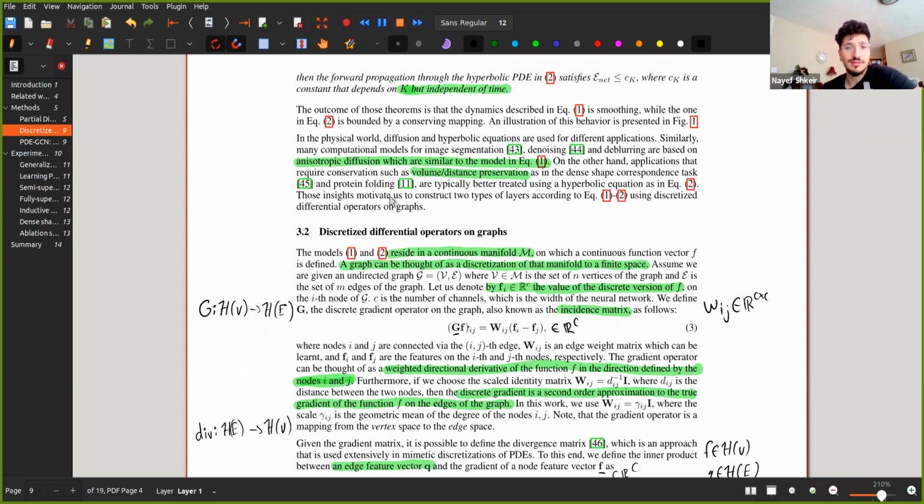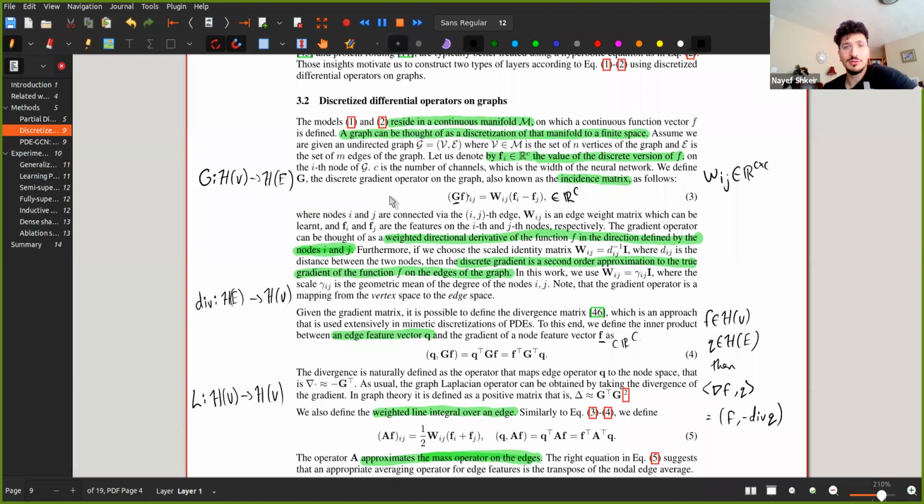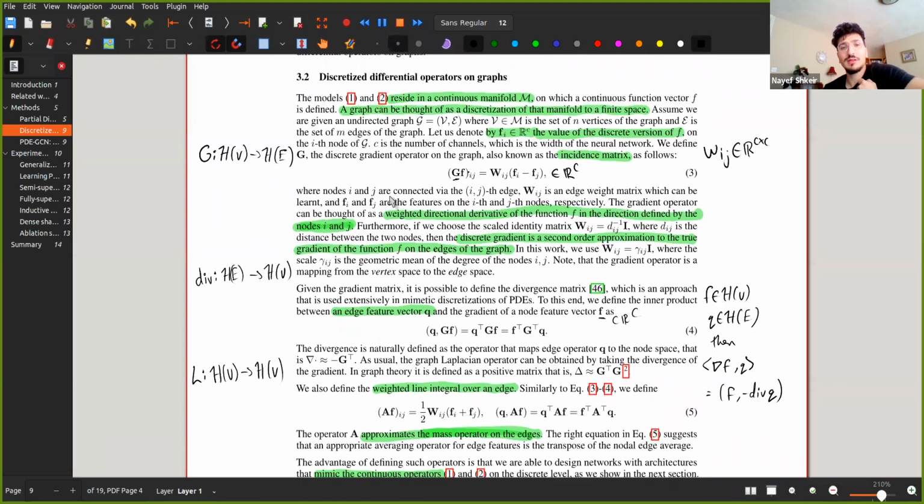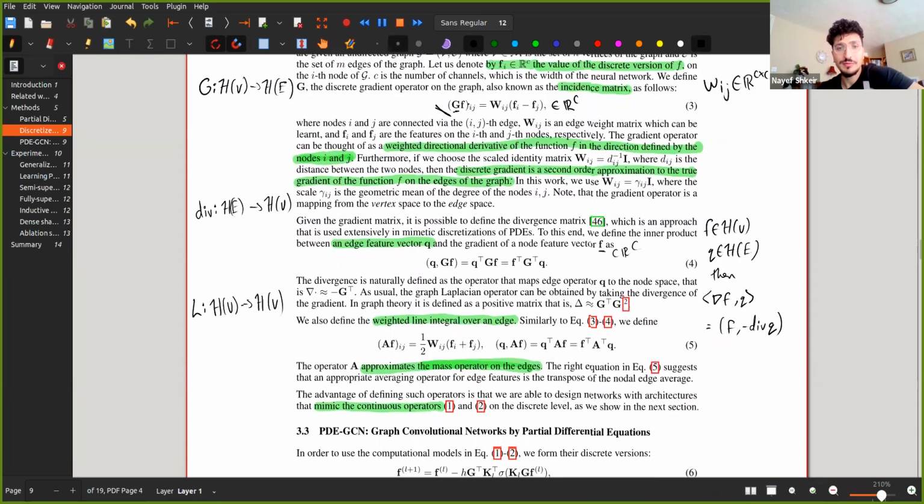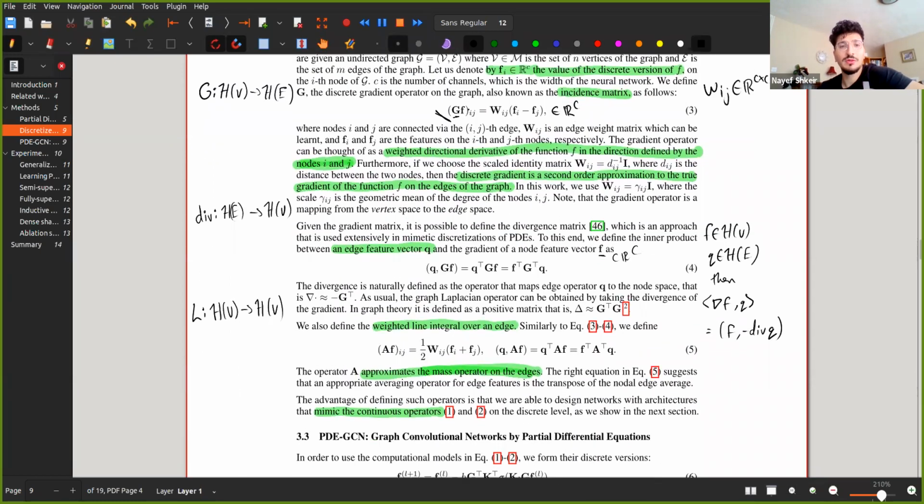And so now you have to discretize them, right? To actually do some sort of layer by layer update, you have to have a discretized version of these. And so they have a discretized version of the gradient, which is here. So this is a mapping from your vertices to your edges, with some weight matrix, W. And then you can define your divergence, where your divergence is just going to be the adjoint of your graph gradient.